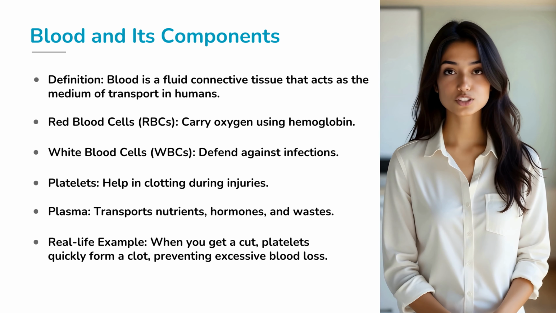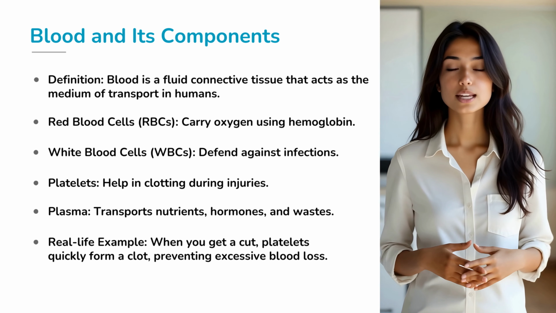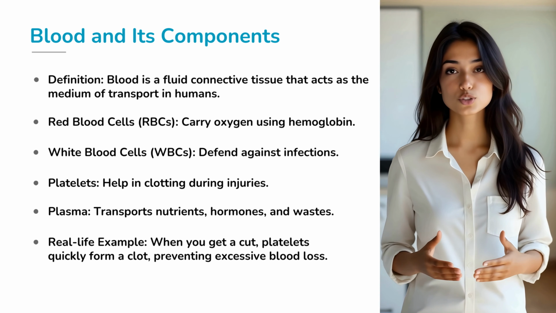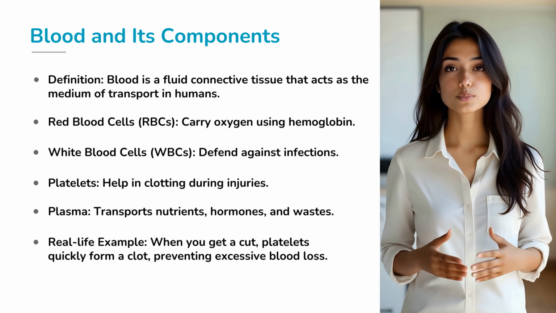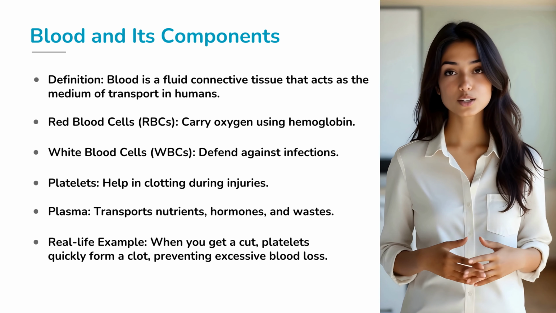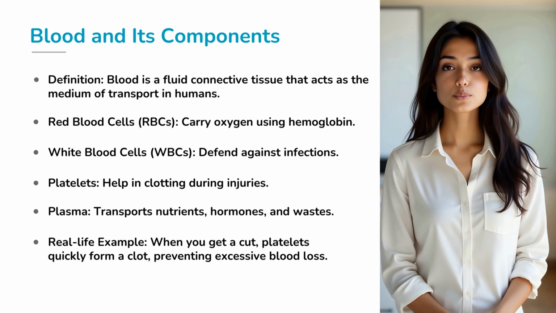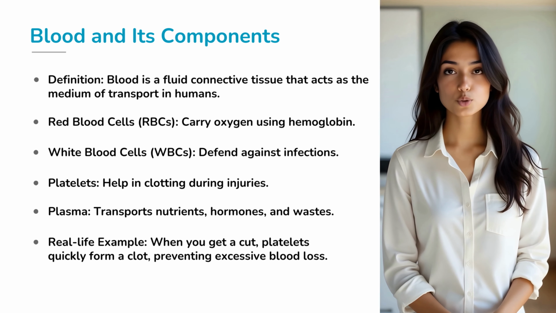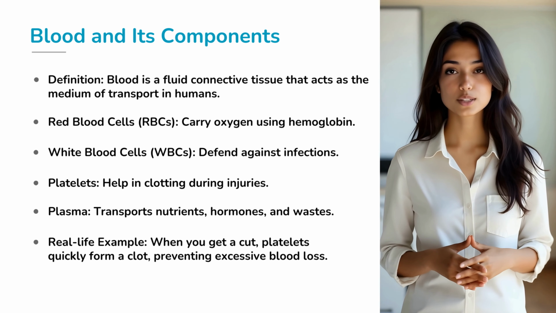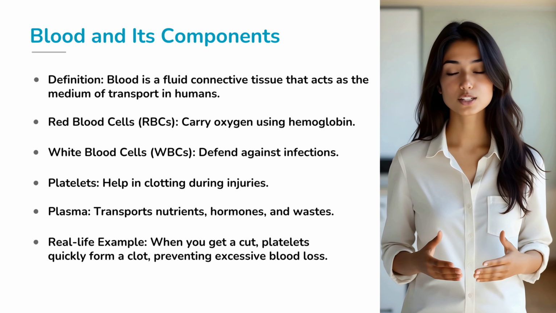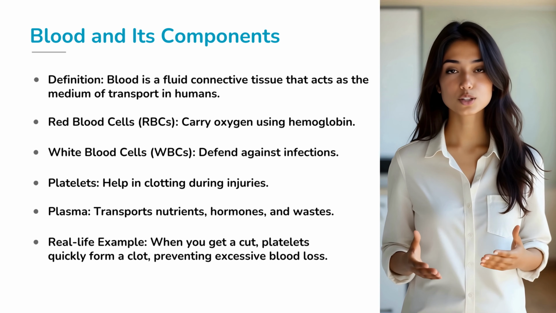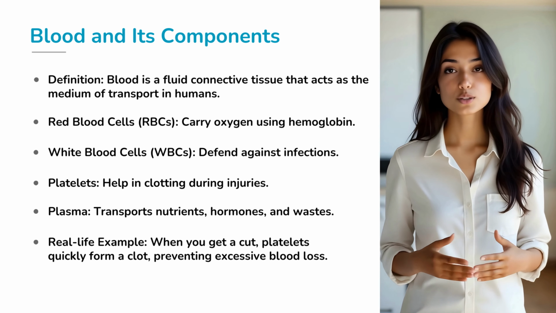Now, let's take a closer look at blood, the transport fluid in our body. Blood is a connective tissue that carries oxygen, nutrients, hormones, and wastes. It has several components. Red blood cells, or RBCs, carry oxygen with the help of hemoglobin. White blood cells, or WBCs, fight infections and keep us healthy. Platelets help in clotting to stop blood loss when we are injured. And plasma, the fluid part, transports dissolved nutrients, hormones, and waste products.